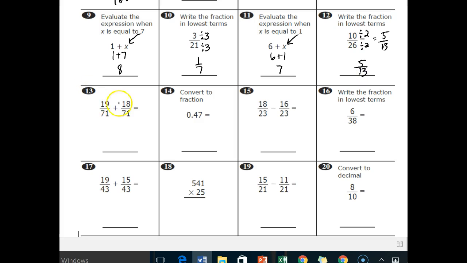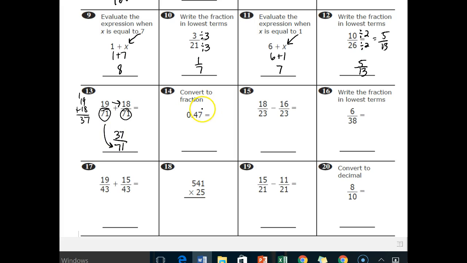Number 13, when I add fractions that have like denominators, I just basically add the numerators across. So 19 plus 18 happens to be 37. So I say 37, and I keep the denominator over 71. Yes, your number 13 should look exactly like that.